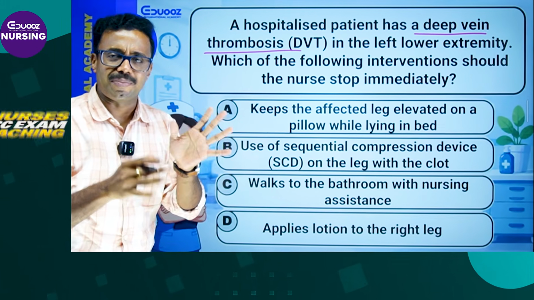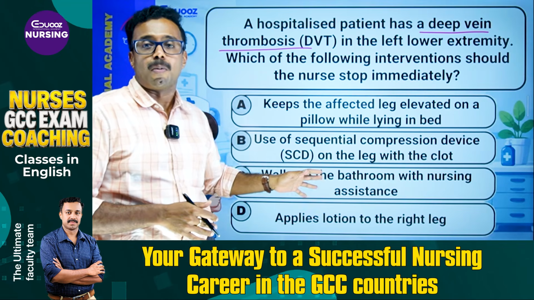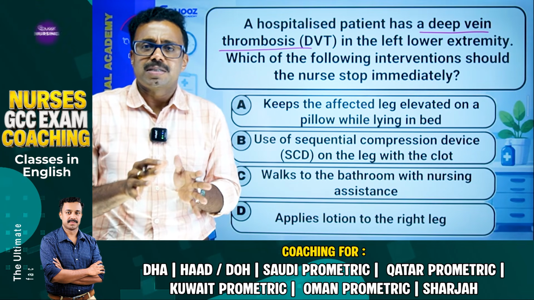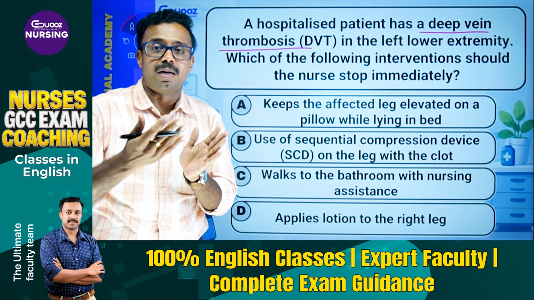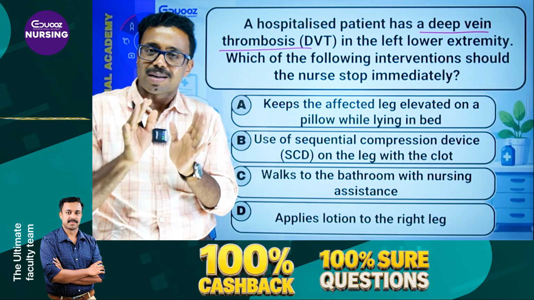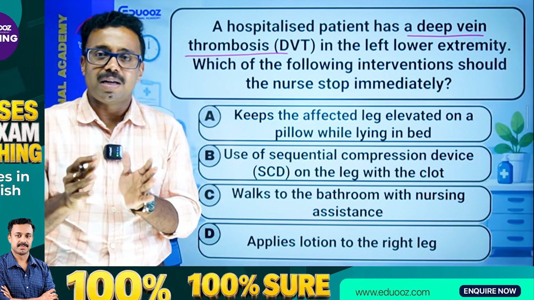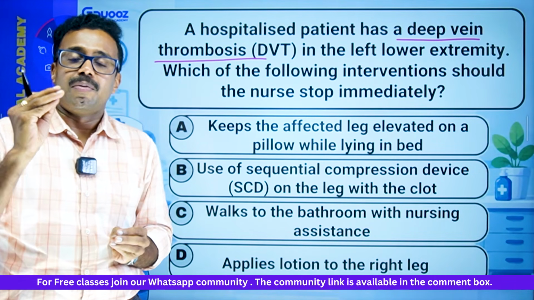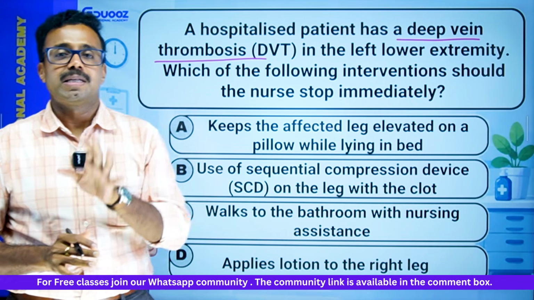The patient is receiving different interventions, as we can see over these options, and among those interventions, one intervention may be causing some complications to the patient. So our task is to identify that nursing intervention, and we have to stop it, or we are not supposed to give that intervention to the patient. So we'll see the options.